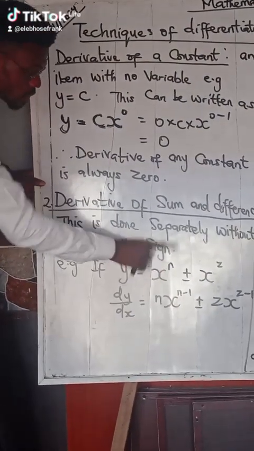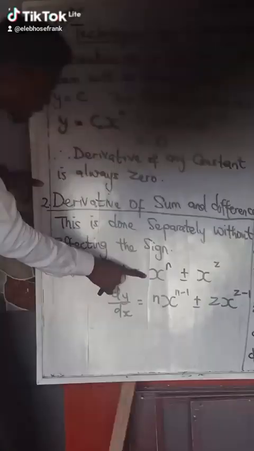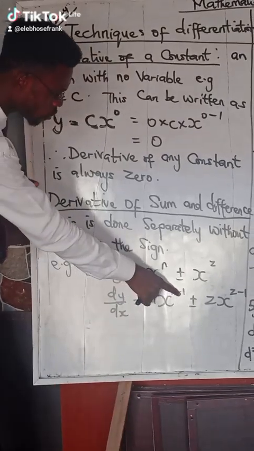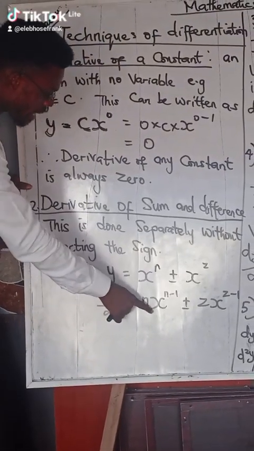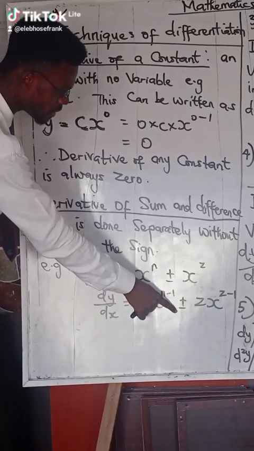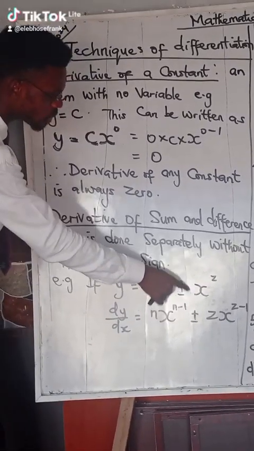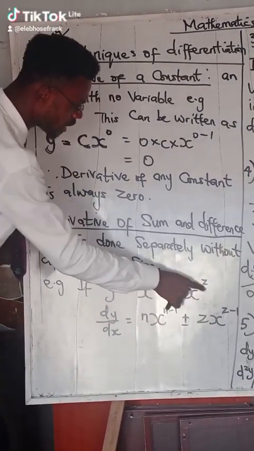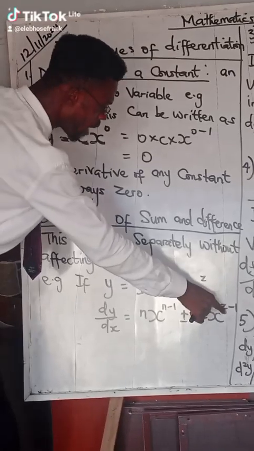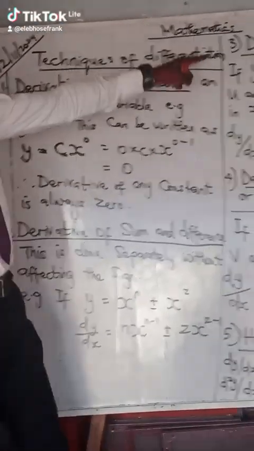Now, how do you differentiate this? Don't forget the power, initial power, multiply the x, then you reduce the power by 1. So n x raised to power n minus 1. The sign remains the same. The same thing here. The initial power multiply the x, z x, then you reduce the initial power by 1, z minus 1. Okay?